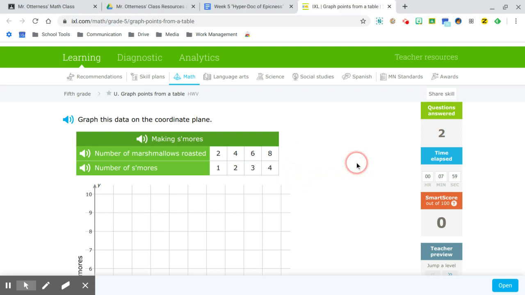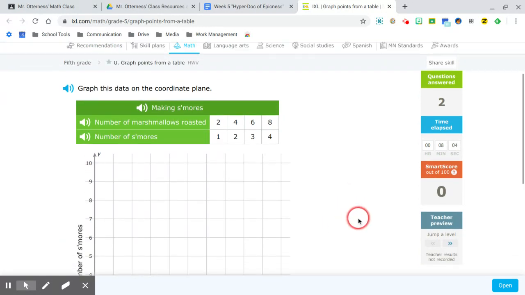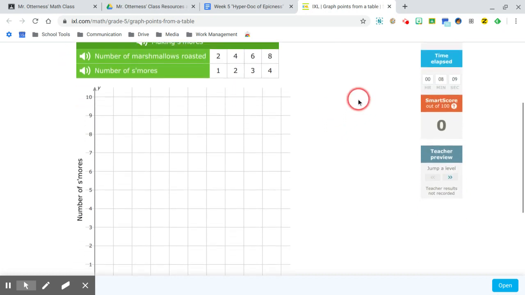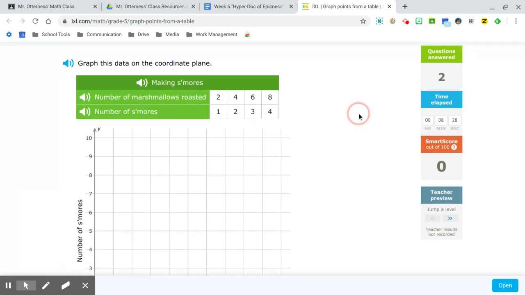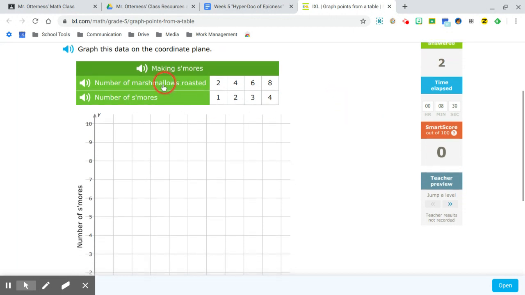All right, fifth graders, I'm going to walk you through how to graph points from a table, okay? So we've got data here that we want to communicate, right? We want to represent on this graph. It says that we're representing something about making s'mores. So number of marshmallows roasted and the number of s'mores. So you can kind of reason from that data that what we're trying to figure out is how many marshmallows does it take for each s'more, and the relationship between these two variables, okay?